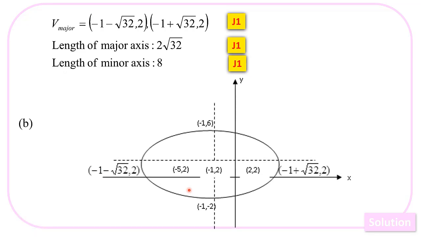So question B, the sketch of the graph. The first R1 is allocated for the shape of the ellipse. It must be a horizontal ellipse. And then the second R1 is the correct location. So the center must be at (-1, 2), with the x-axis and y-axis. And the last one is for all the labels: x-axis, y-axis, and the major vertices. So that is the solution for question 3.